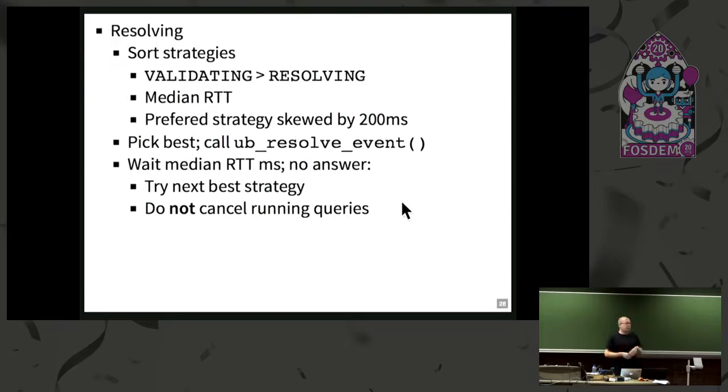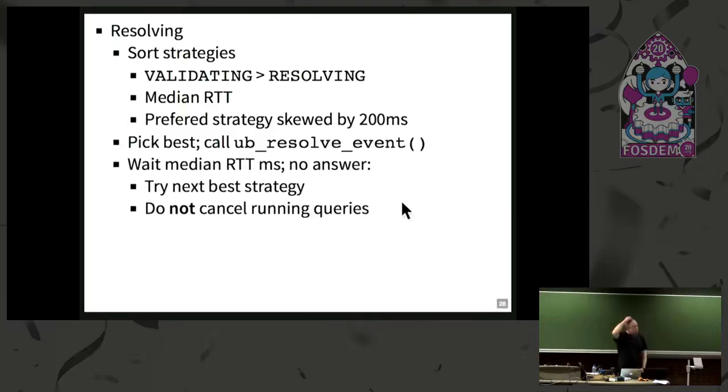So we have all these strategies. We checked out if they're any good, and how do we do the resolving now? Well, we sort the strategies to find the best one, and validating is always strictly better than resolving. And then we use the median RTT for a tiebreaker. And we also have the preference to consider. The way we do that is we skew the most preferred strategy by 200 milliseconds. So if I say, I really want to do recursive resolving as the preferred strategy, what I mean is, I'm willing to wait 200 milliseconds more. But if I find myself behind a satellite link, what that usually means if I try to do my own recursive resolving and an answer comes in 2 seconds after I ask, I'm not willing to wait that long. So you can wait 200 milliseconds more, but then just give up there.